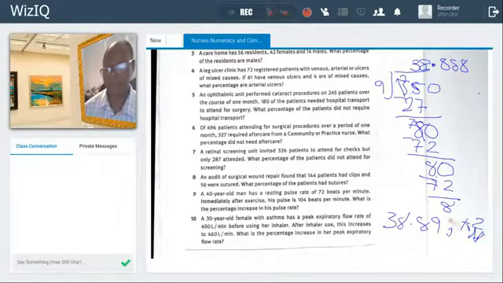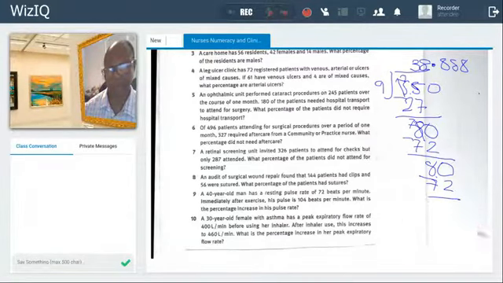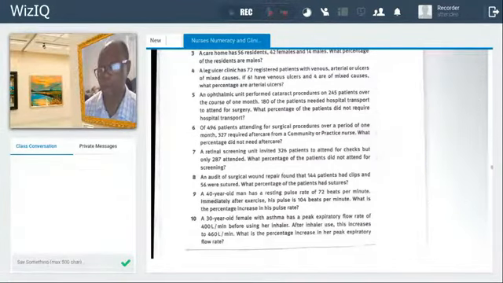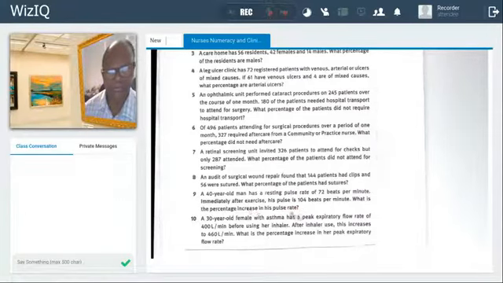Right, okay, let's go to the next one. That's question number 9. Okay, so question number 9 says a 40-year-old man has a resting pulse rate of 72 beats per minute. Immediately after exercise, his pulse is 104 beats per minute. What is the percentage increase in his pulse rate?